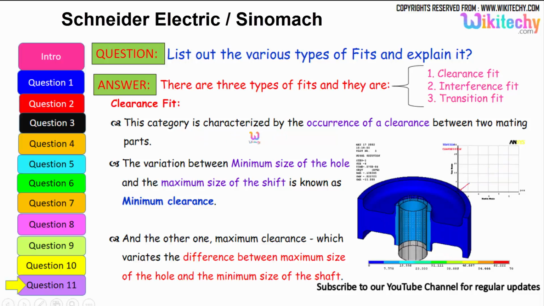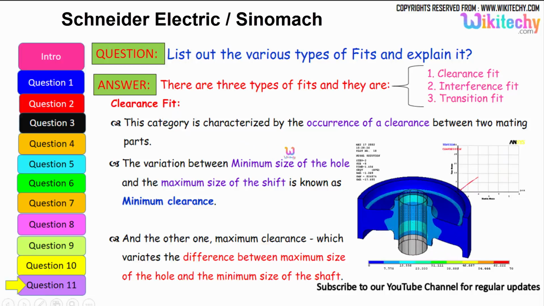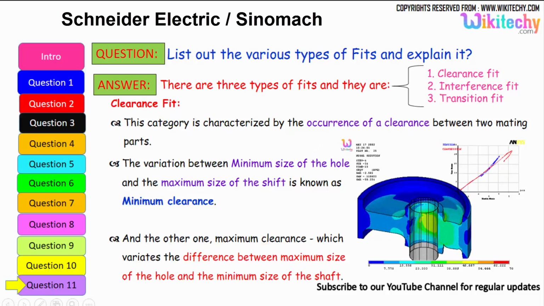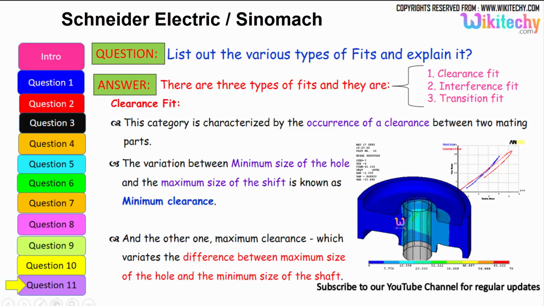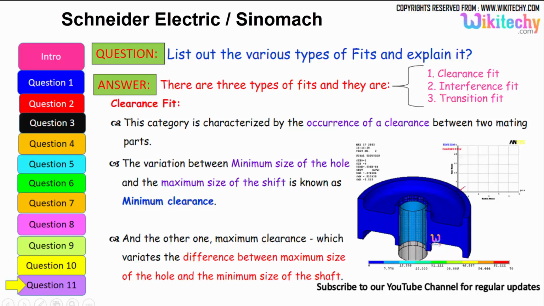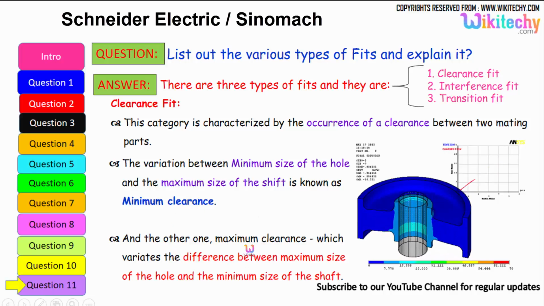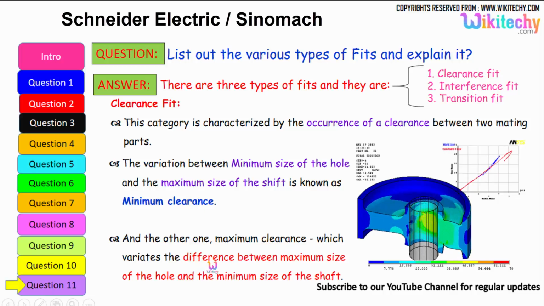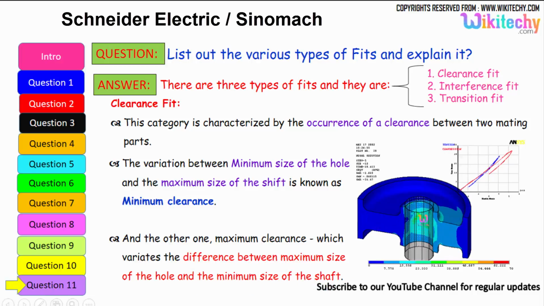The first one is clearance fit. It is characterized by the occurrence of clearance between the two mating parts. The difference between the minimum size of the hole and the maximum size of the shaft is known as minimum clearance, whereas maximum clearance is the difference between the maximum size of the hole and the minimum size of the shaft. So that's your clearance fit.